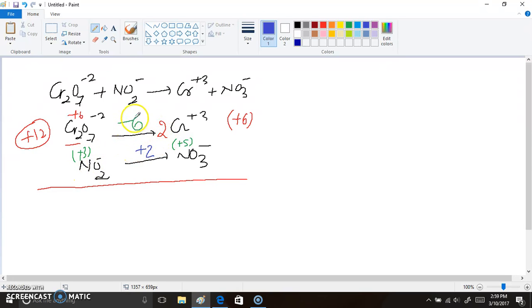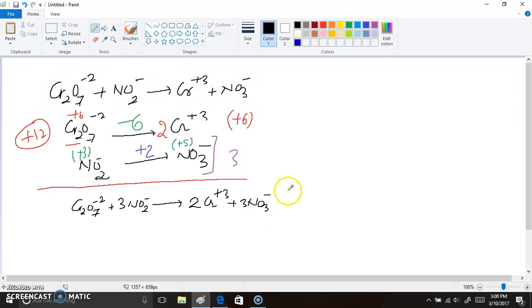But there is no need now. Now you can see these changes. In the first the change is 6, in the second the change is 2. So to balance these, just multiply with suitable factors. Here just multiply the second equation with 3, that's enough. 3 times 2 is 6. Multiply and write down. So Cr2O7 2- stays as it is: Cr2O7 2- plus 3 NO2 minus gives rise to 2 Cr3+ plus 3 NO3 minus. Check this. Now what you have to do is just balance the oxygens and hydrogens.